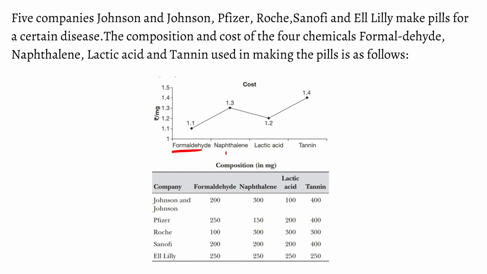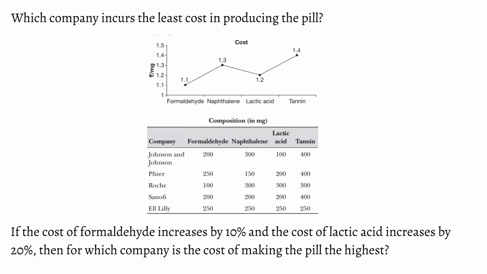The first one is formaldehyde, naphthalene, lactic acid and tannin. We also have the composition of each chemical in milligrams, and this is the price of each chemical per milligram, and this is the composition of each chemical. Let's move on to the first question. Which company incurs the least cost in producing the pill?